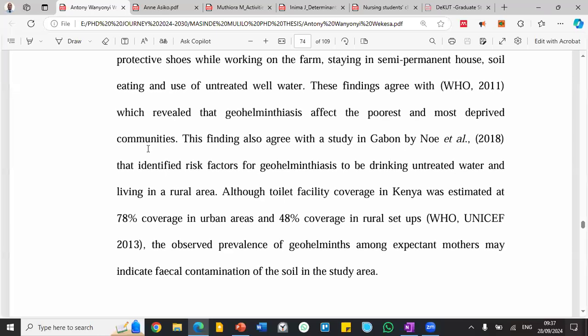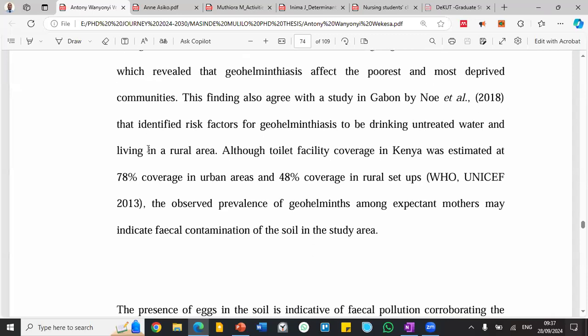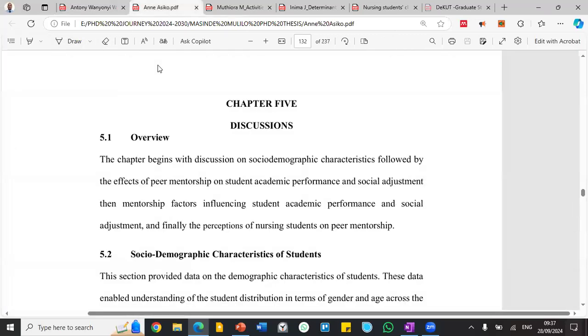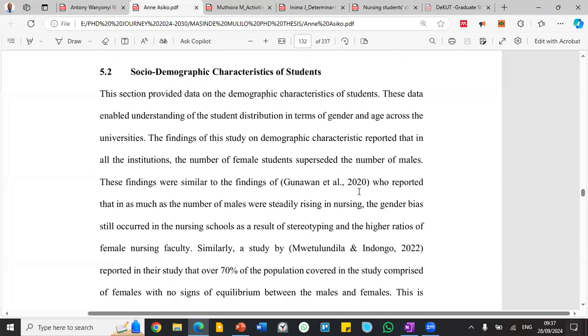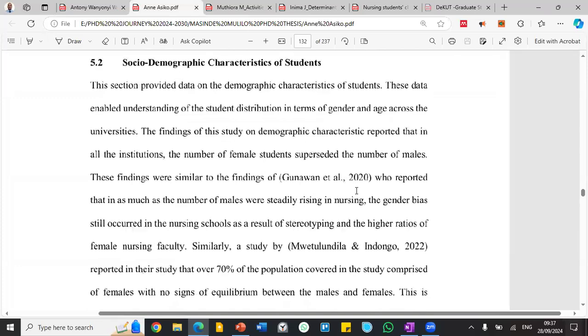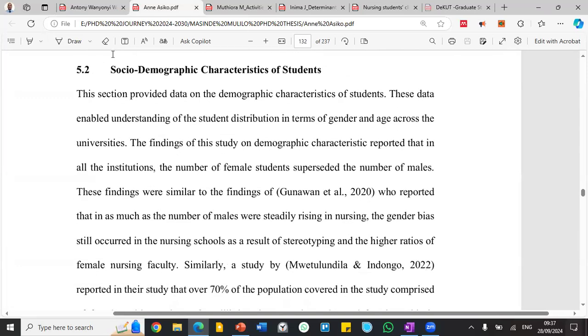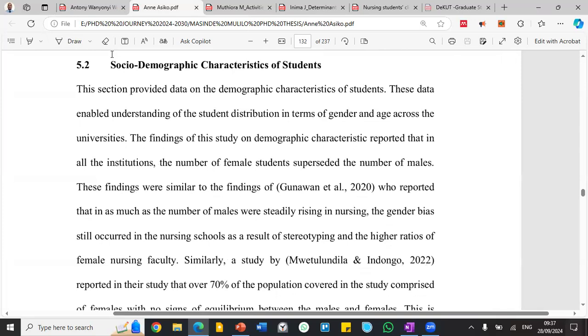He also continues to agree to provide other results or findings that are related to that. I want to show you another one and see whether a similar trend happens. For this one, this here was on social demographic characteristics of students. I'll just highlight what I want us to look at. Okay, so I've just highlighted there.